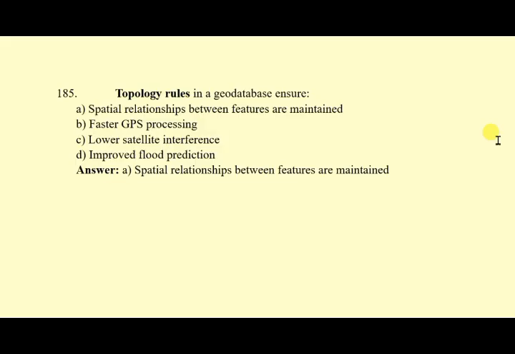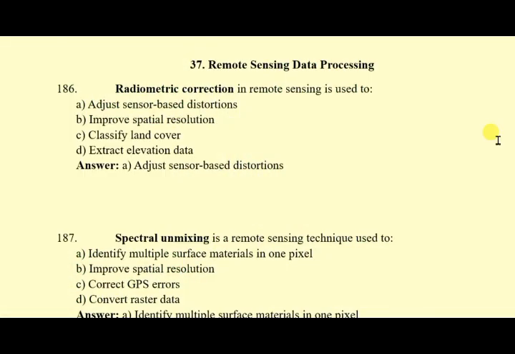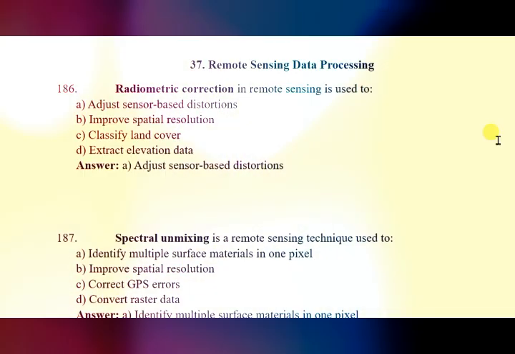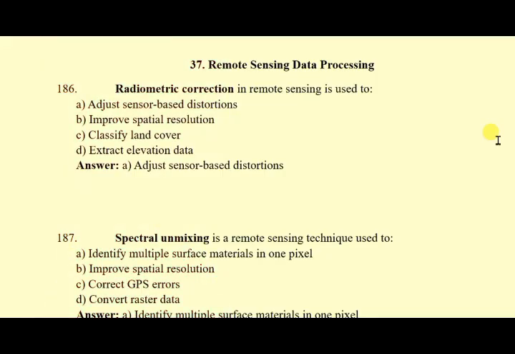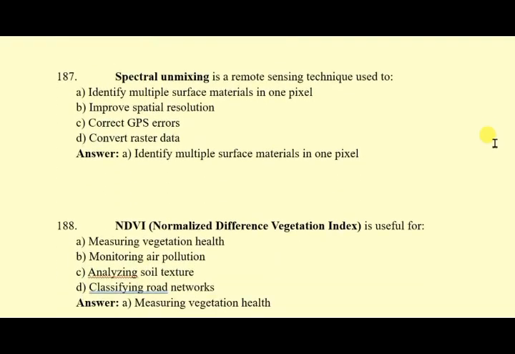Here the right answer will be spatial relationships between features are maintained. Category 37, remote sensing data processing. Question 186, radiometric correction in remote sensing is used to adjust sensor based distortions, improve spatial resolution, classify land cover, extract elevation data. Here the right answer will be adjust sensor based distortions.